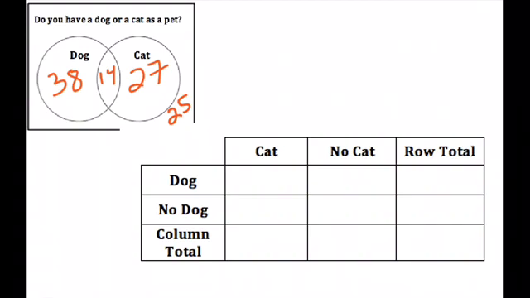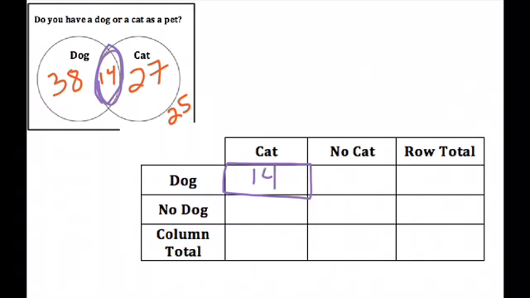Alright, so let's go through this. So first of all, I want to know how many people have both a cat and a dog. That's our first square right there. And we can see that's their joint area right up here. So there's going to be 14 people that have both a cat and a dog.